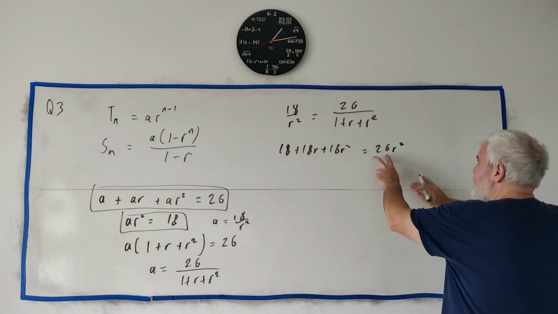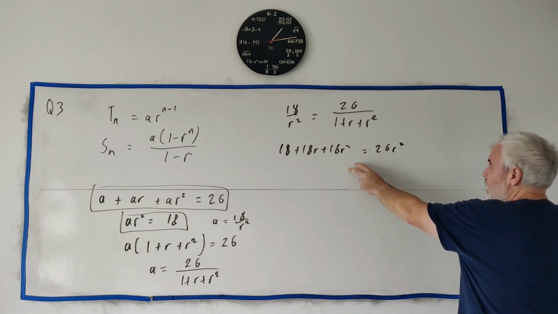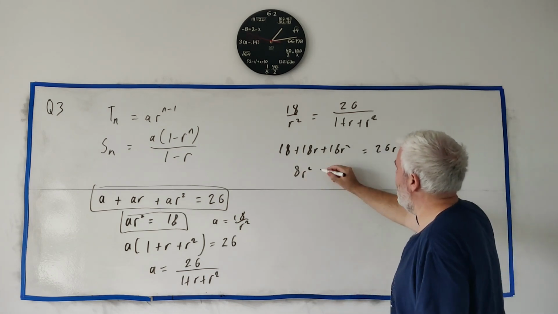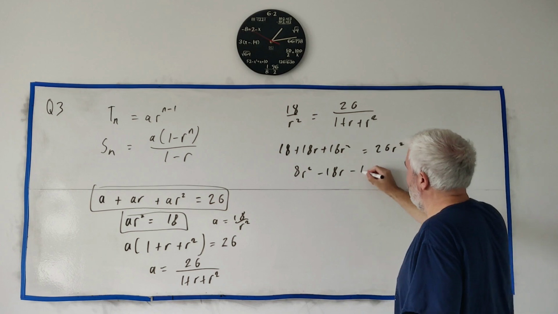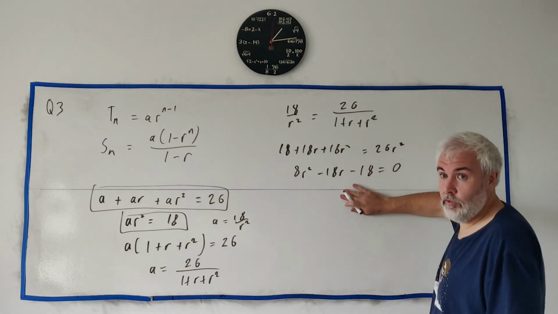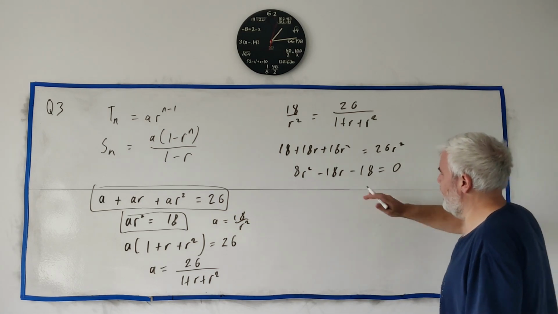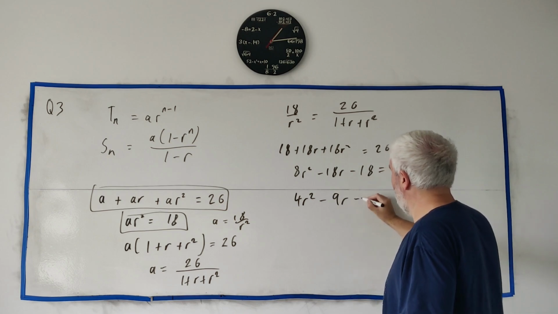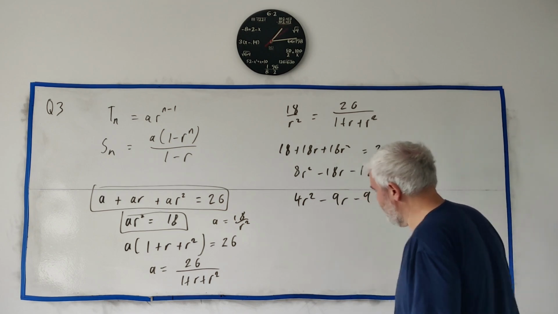Let's get everything on the same side with a positive r squared. So that's 8r squared minus 18r minus 18 equals 0. We've got ourselves down to a quadratic. Now everything divides by 2, so let's get that down again. 4r squared minus 9r minus 9 is equal to 0.